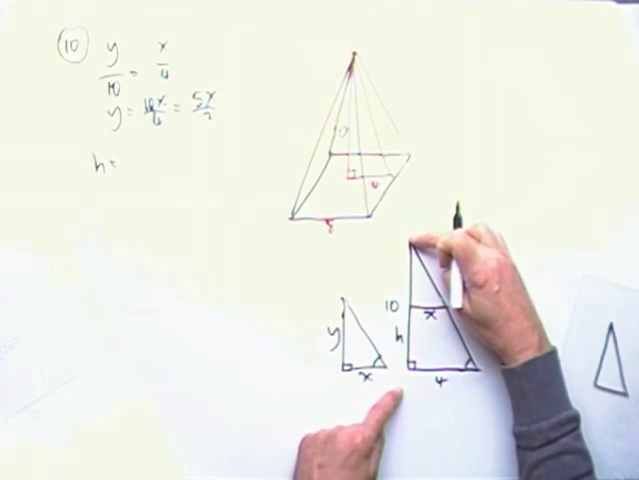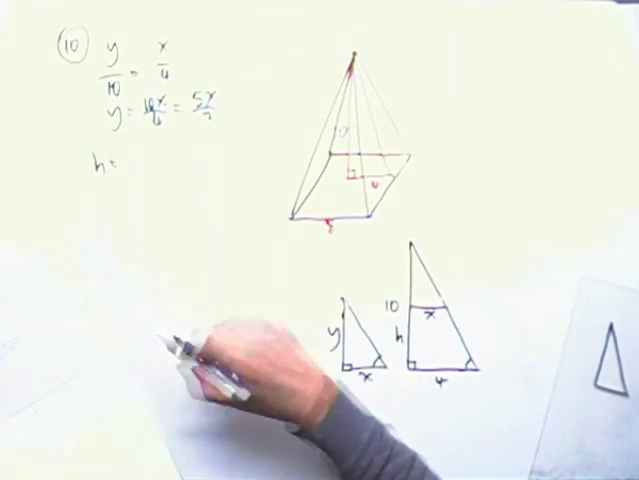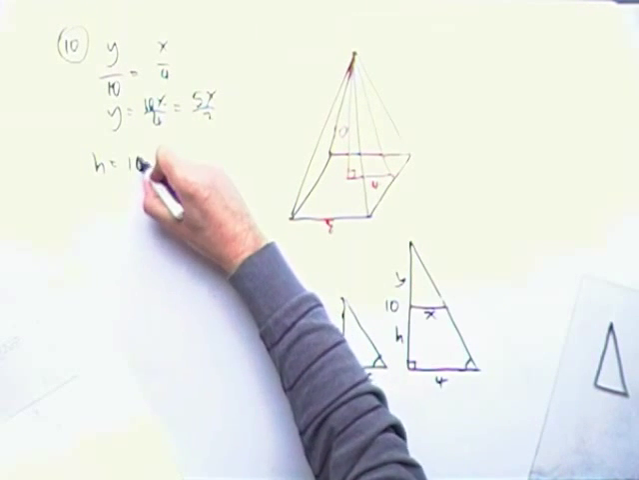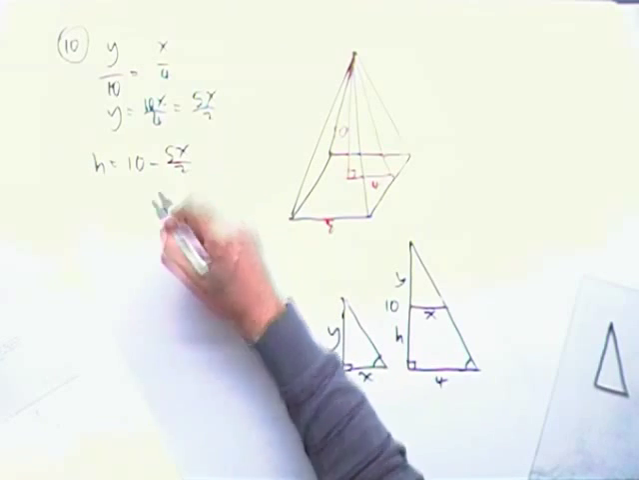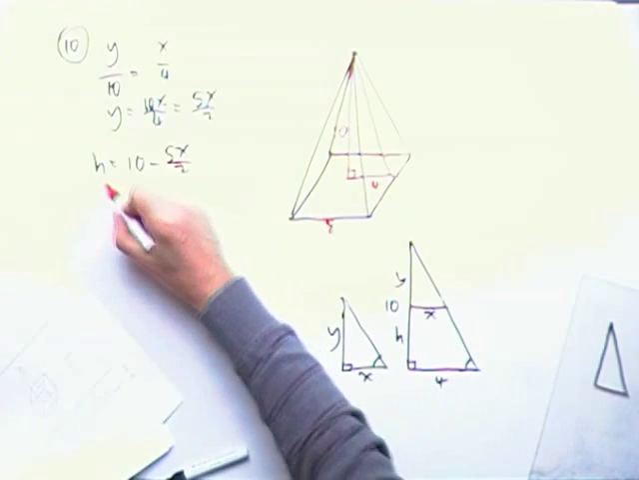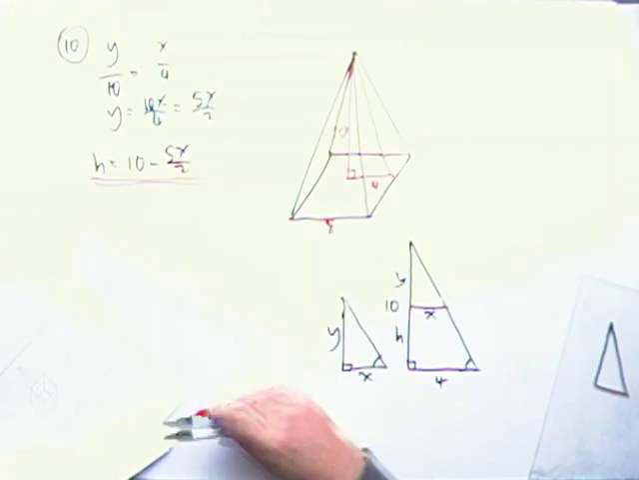Well, h is just the whole thing, take away that part y. That was the part y up there. So it'll be 10 minus 5x upon 2. So that was the first bit. It said, show that h equals that.